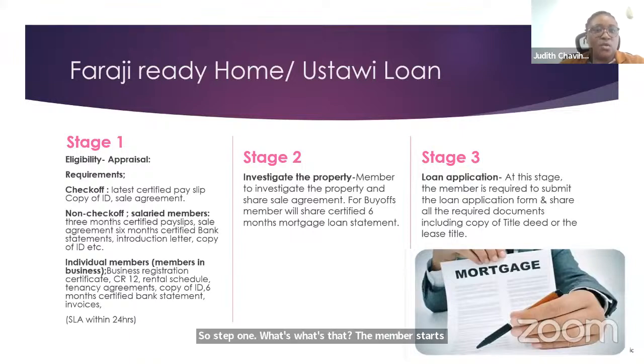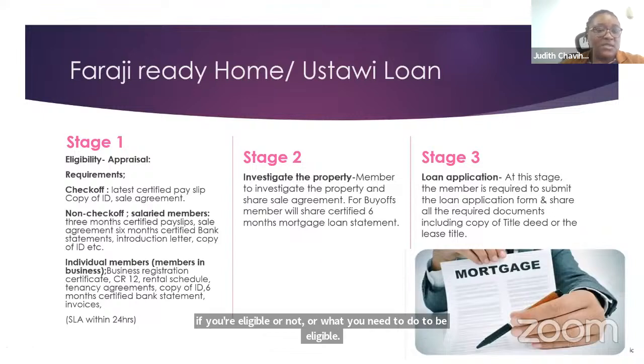So what are the documents for eligibility? For check-off, a copy of your ID and the sale agreement. So you'll find members who have a sale agreement at the point they come for appraisal. You'll find members who already have the certified bank statements as well. Also, it can be provided at this stage. So we basically assess your eligibility and inform you if you're eligible or not, or what you need to do to be eligible.